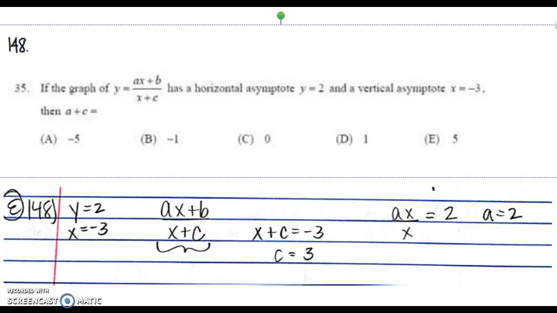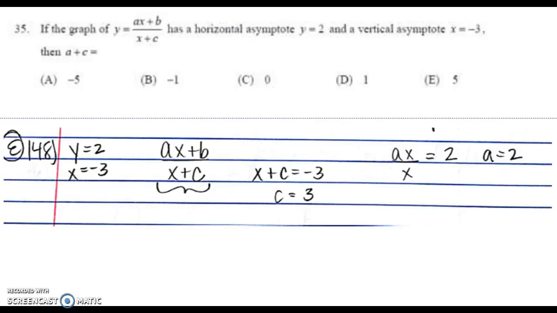You're looking for horizontal and vertical asymptotes. So you have to think about the relationship. Your vertical asymptote, take your denominator, set it equal to 0. So you got C is equal to 3.